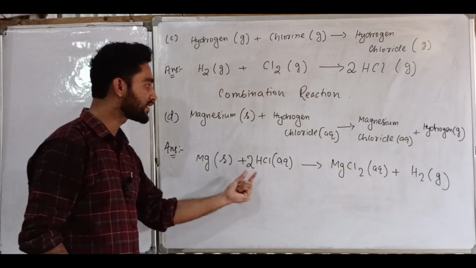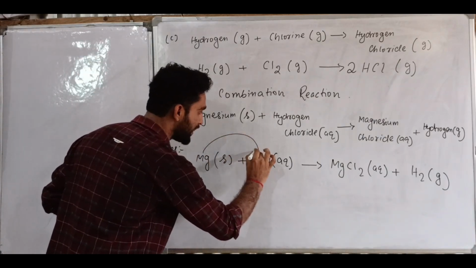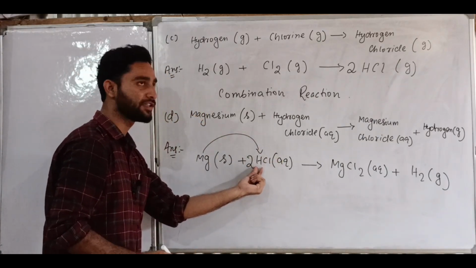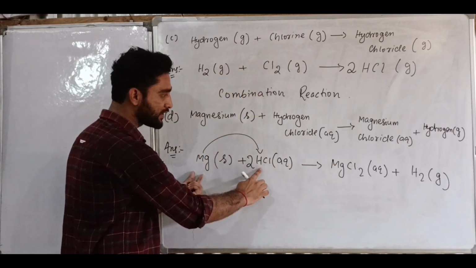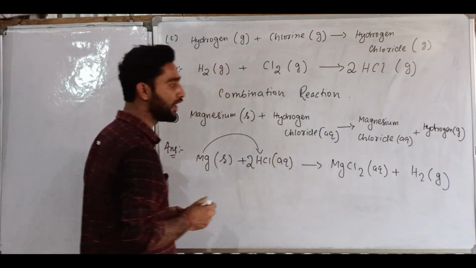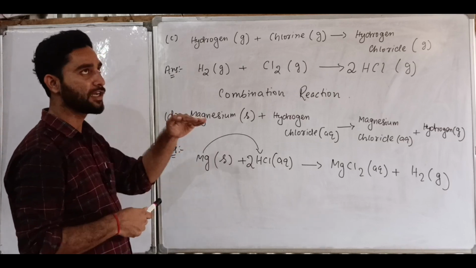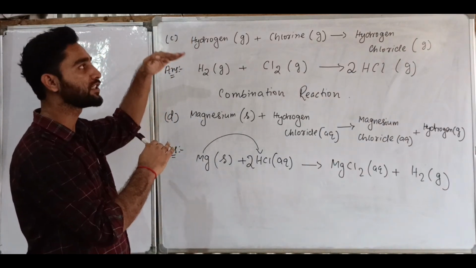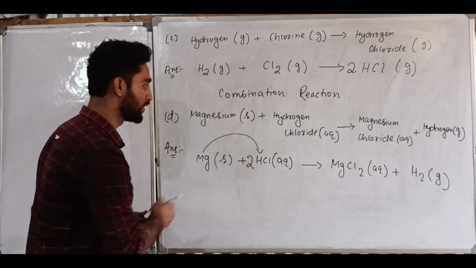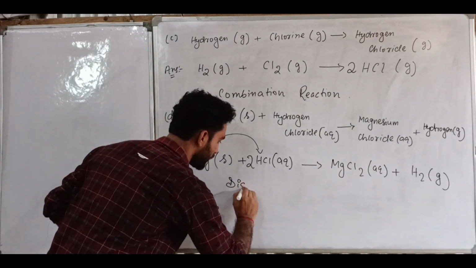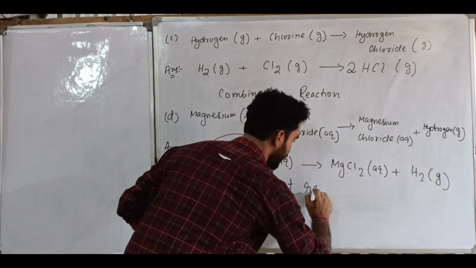Now we have to tell what kind of reaction this is. Here you can see magnesium displaces hydrogen. Magnesium took the place of hydrogen and they form magnesium chloride. Since magnesium displaces the hydrogen, it is an example of a displacement reaction. In the reactivity series also, magnesium is placed above hydrogen. Magnesium can easily displace the hydrogen. Magnesium is a more active element than hydrogen. It is an example of a displacement reaction.